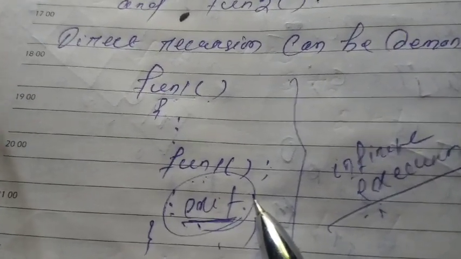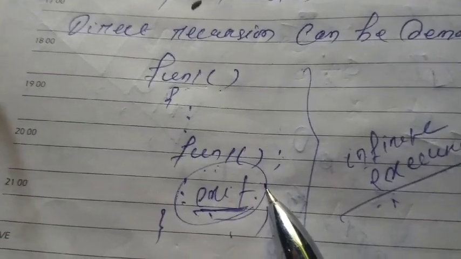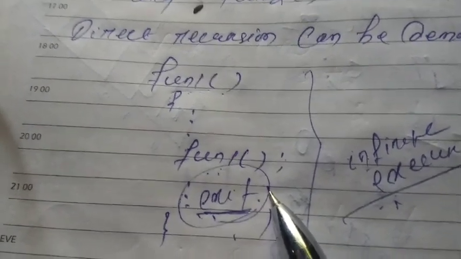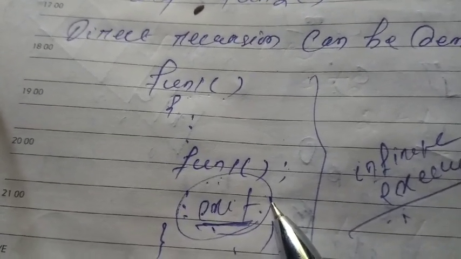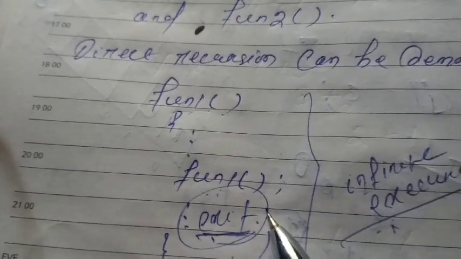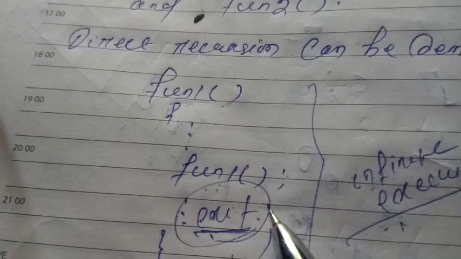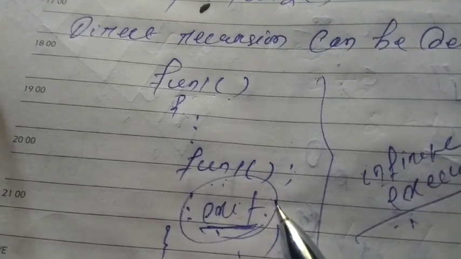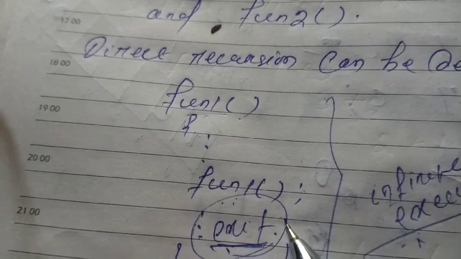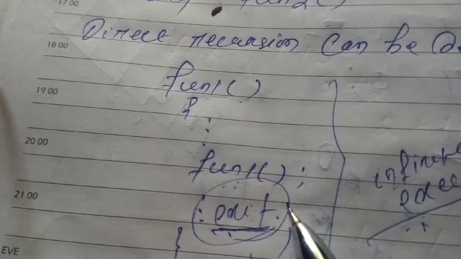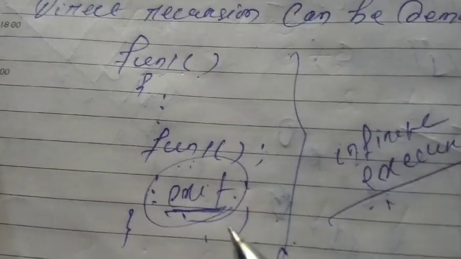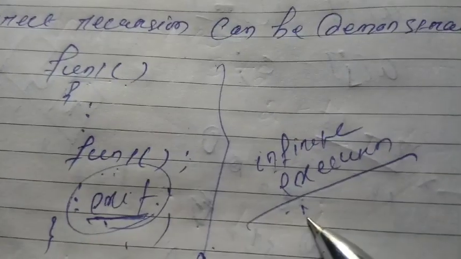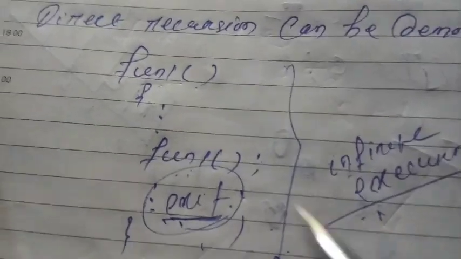Every recursive function should have an exit condition. Why do we use recursion in our program? Generally, to avoid looping. Loops create complex statements in programming, so to make the program simple and faster, we use recursion. Every recursion should have an exit condition, otherwise it will execute infinitely. So this is direct recursion.